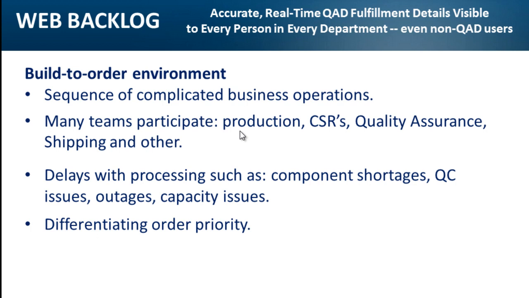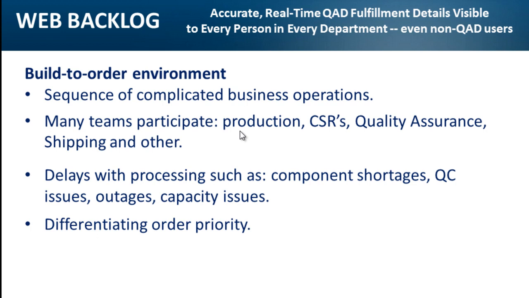Let me start by explaining what's going on in order processing. As you know, in a build-to-order environment, order processing is a sequence of complicated operations. Each operation is performed by different people, and many teams and departments collaborate across the company to produce the finished product and send it over to the customer.